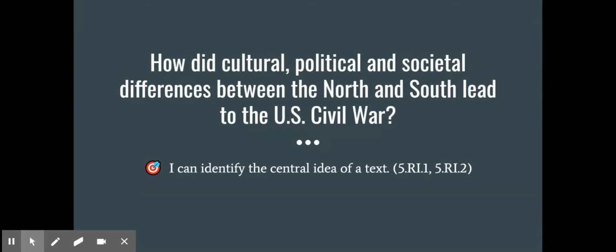DPS 5th graders, we are here for our first lesson in our Unit 3 regarding our essential question of how did cultural, political, and societal differences between the North and South lead to the U.S. Civil War. Today we're going to be working on identifying the central idea of a text.